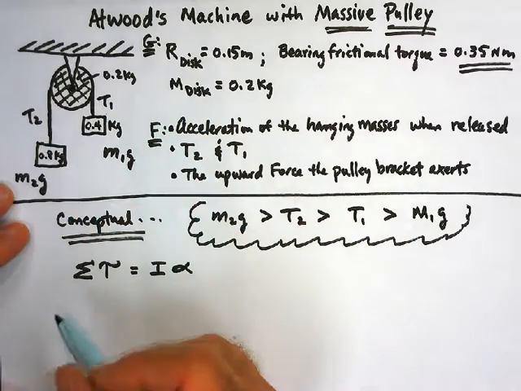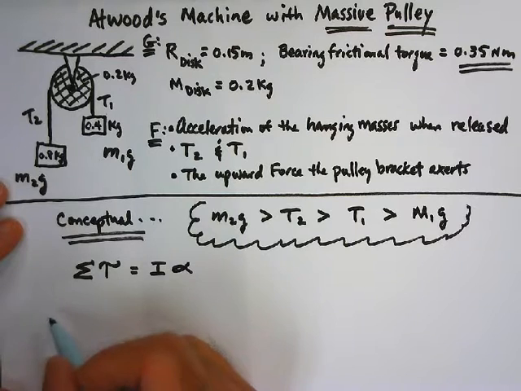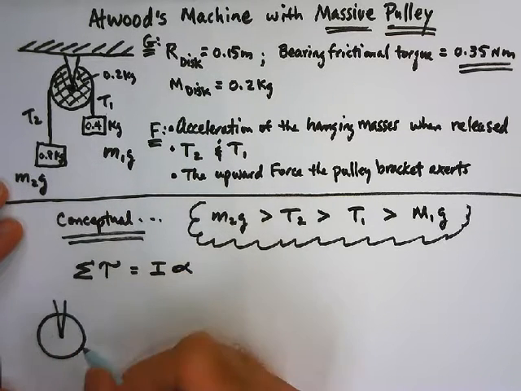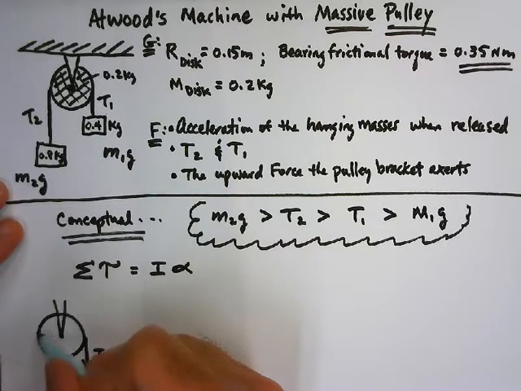So let me draw another little view down here. Okay, so here's the disk, and here's the bracket, and here's T1, and here's T2.